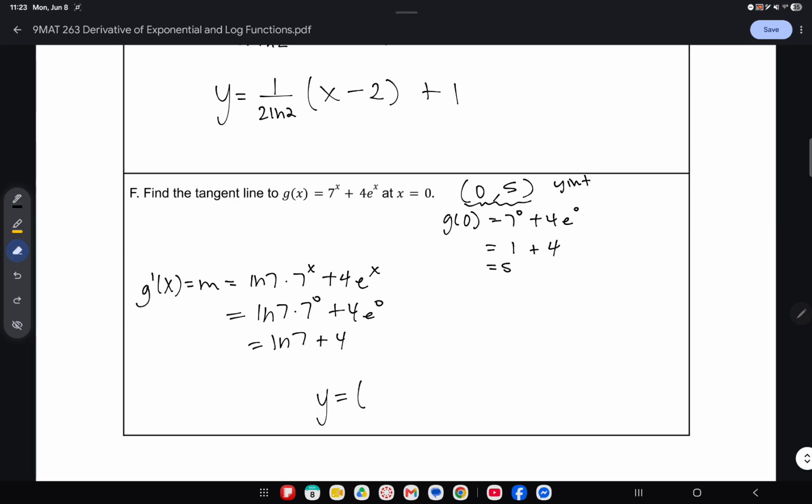And I might want to change that around and say 4 plus natural log of 7 so that if I ever go to use this, I know that it's not natural log of 7 plus 4. I guess I could throw a parenthesis around it instead, but sometimes it's easier just to change it around. And then plus the y value. So it's in that y equals mx plus b form.